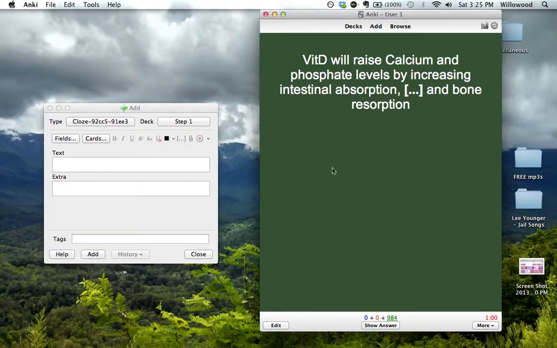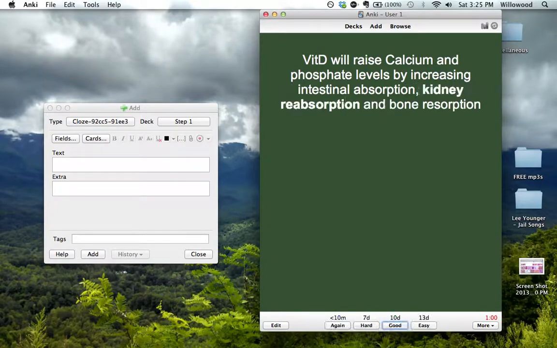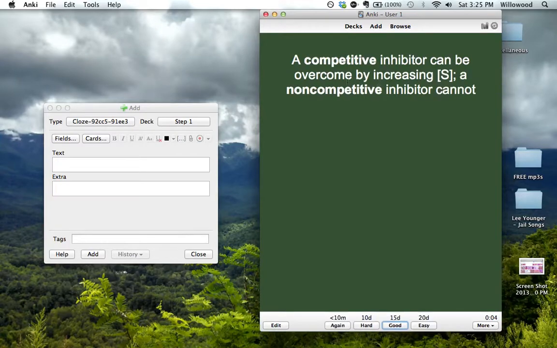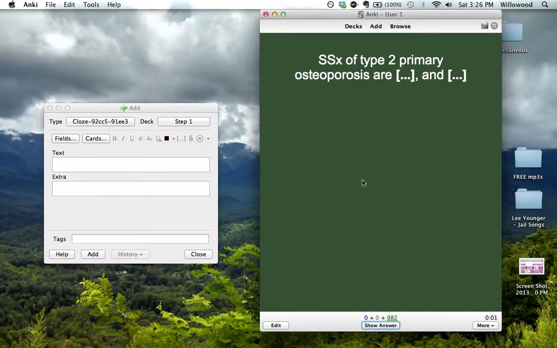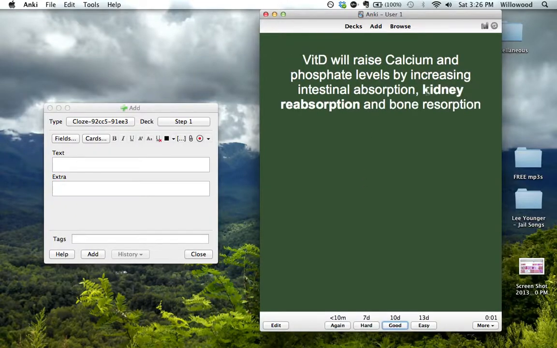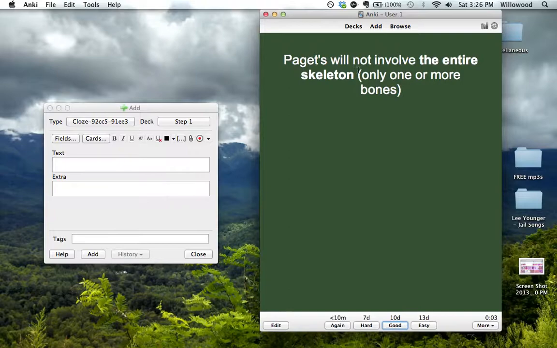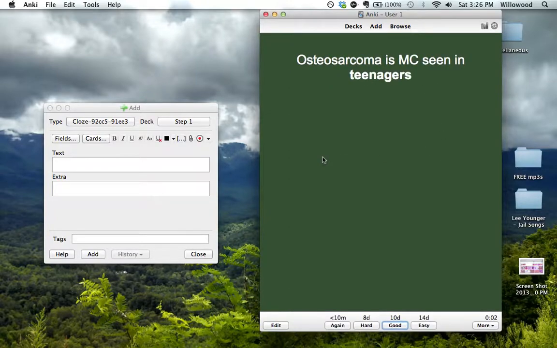Also, as you can see, when you have a bunch of cards, what was this? I'm decreasing intestinal and kidney reabsorption. Yeah, so you absorb it, you reabsorb it, or you liberate it from the bones. A competitive inhibitor you can overcome by increasing the substrate. Non-competitive can't. So you see, one question is about calcium levels. The next one is about osteosarcoma, pathologic fracture, swollen knee, and bone pain. Paget's will not involve multiple bones. Osteosarcoma, young teens.